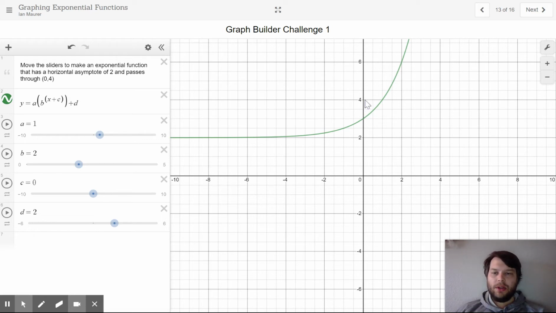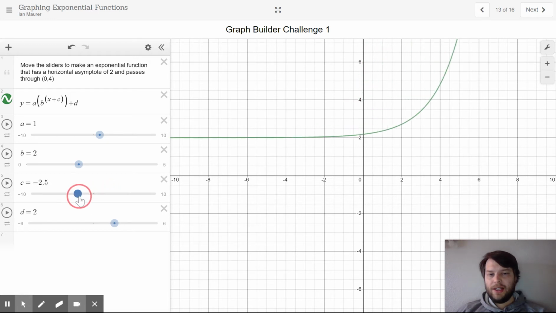Now I want to make sure it goes through (0, 4). I want you to just play with them. Notice that no matter what I make B, it's not moving the y-intercept around, so I can make that whatever I want. I kind of like 2. 2 is a nice even number to work with. So let's put you back at 2.